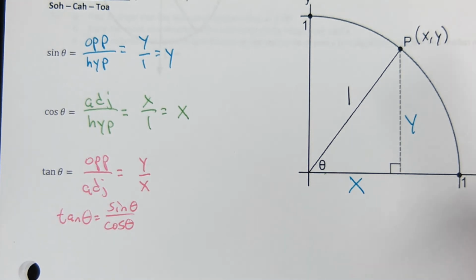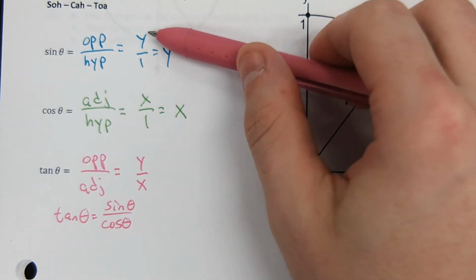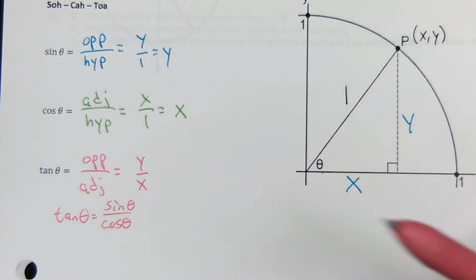So what we have here is very, very important. I need you to let go of opposite, adjacent, and hypotenuse as fast as possible. Just like I told you, I need you to let go of degrees as fast as possible. Instead of opposite, adjacent, hypotenuse, I need you to be used to using x, y, and r. X, y, and r are our friends.